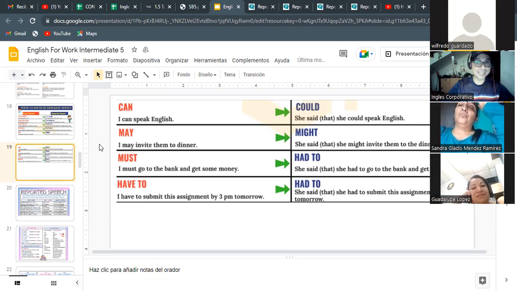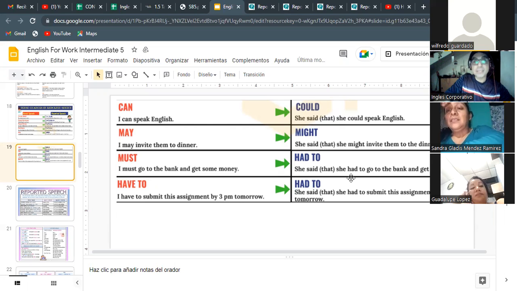Okay, let's analyze this. So in this case, the verb is go. Look, go. Remember that in the past perfect, we use had as the auxiliary, and the other verb is in past participle, had gone. But here we have this verb go in present. So the negative of this one is going to be, she said that she didn't have in present to go to the bank and get some money.